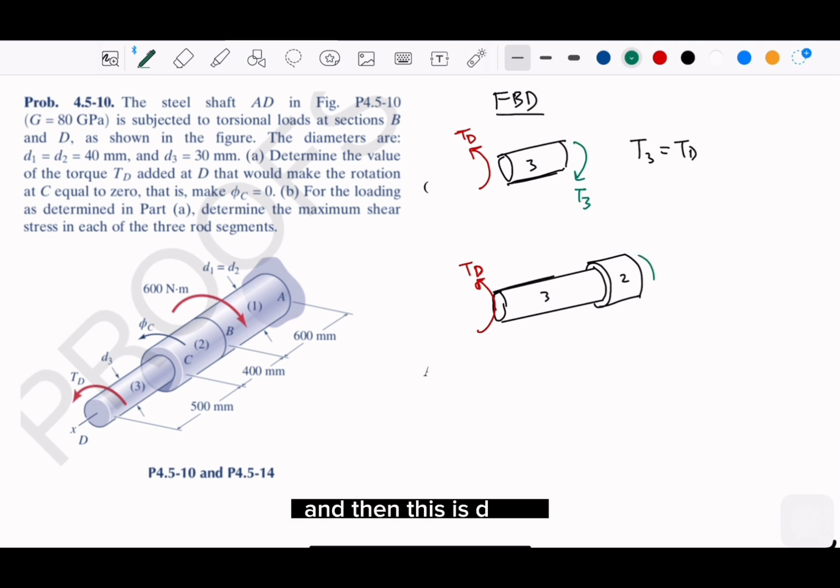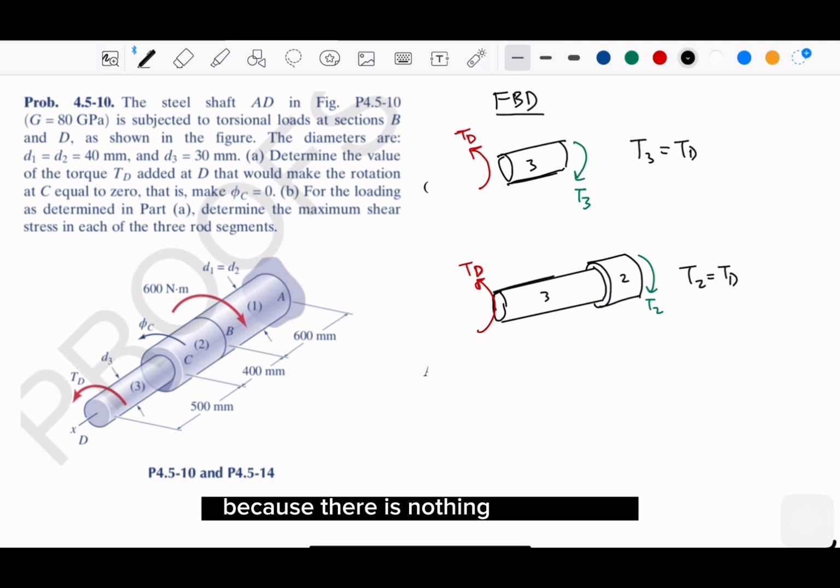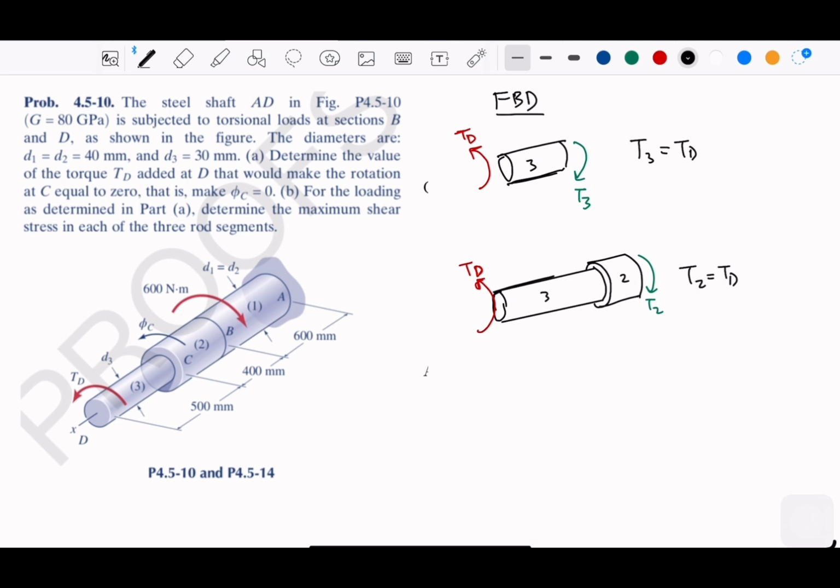And then this is T2. Okay. And of course, from this second one, now T2 is equal to TD, because there's nothing in between for the external torque, right? So you can just directly write it like that.